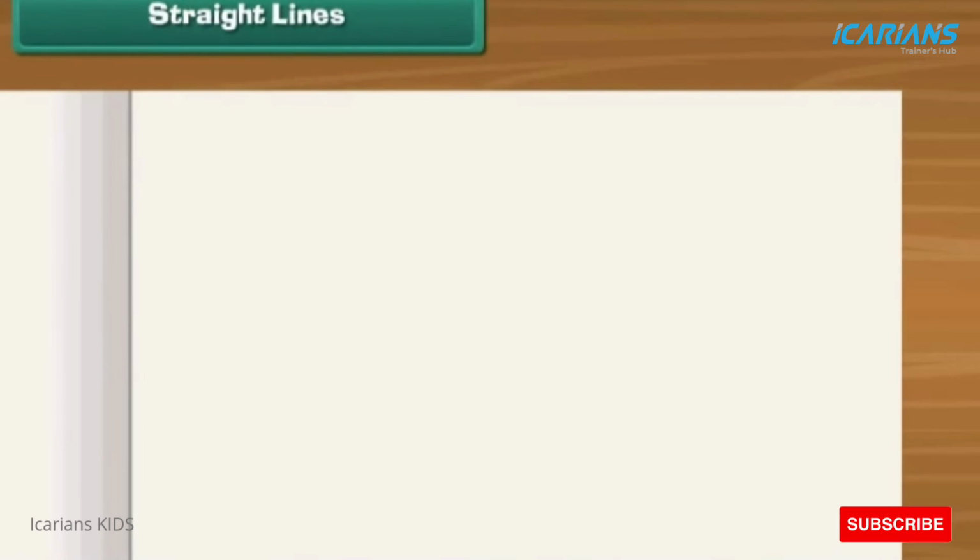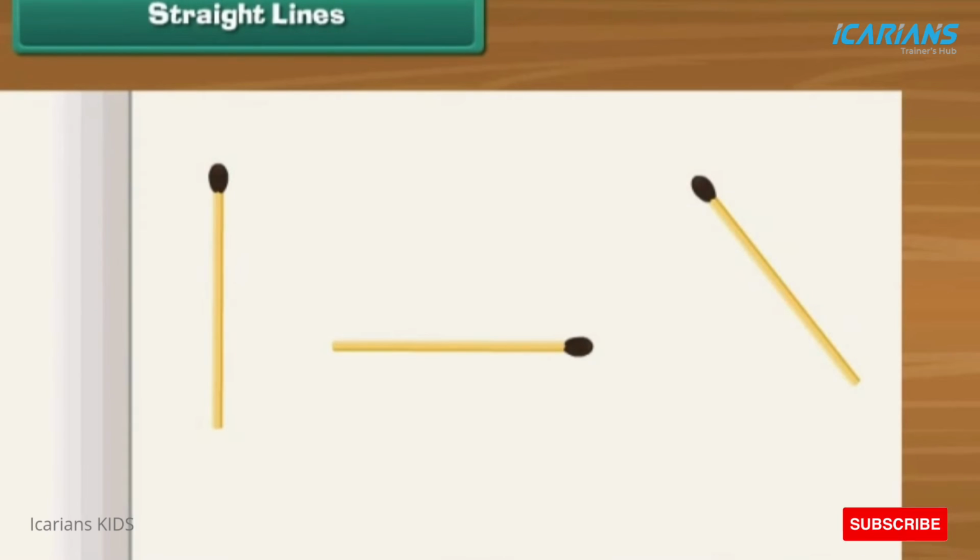Straight lines. Place some matchsticks on a sheet of paper. There are 3 ways of placing the matchsticks: horizontal, vertical, and slanting. Horizontal matchsticks make sleeping lines. Vertical matchsticks make standing lines.